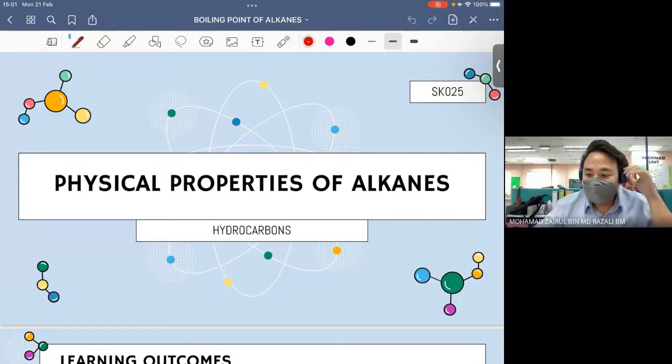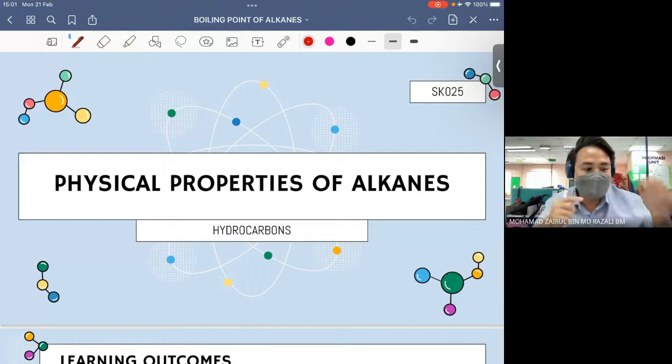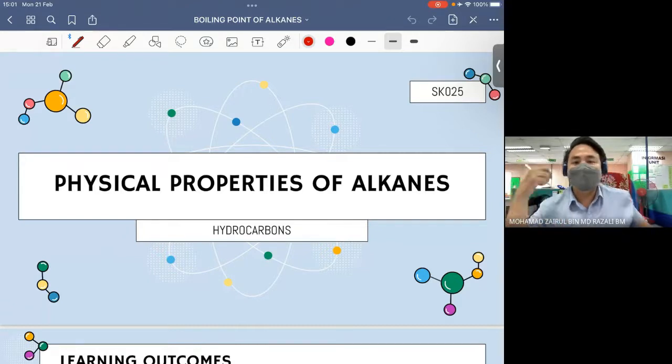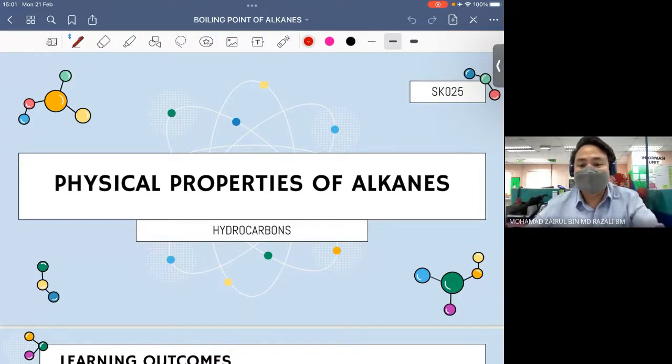Sorry kalau ni paksa kena pakai mask sebab ada orang kat keliling. Okay, Assalamualaikum and a very good evening everyone. So for today's lecture, we're going to cover physical properties of alkane. So for alkane lah, kita akan cover yang alkane dulu.